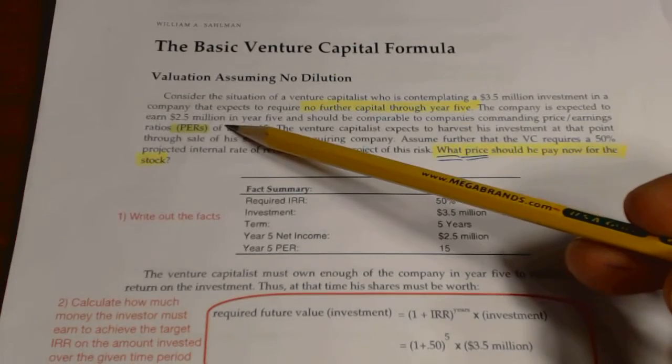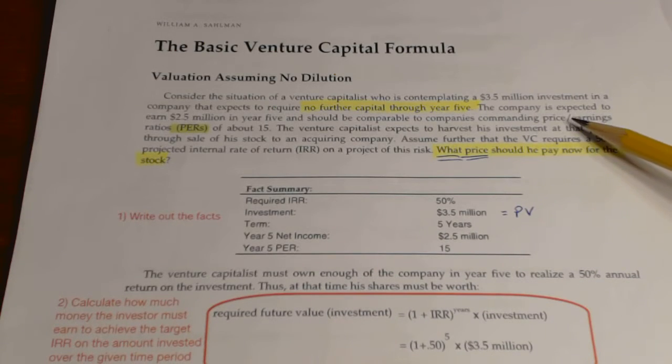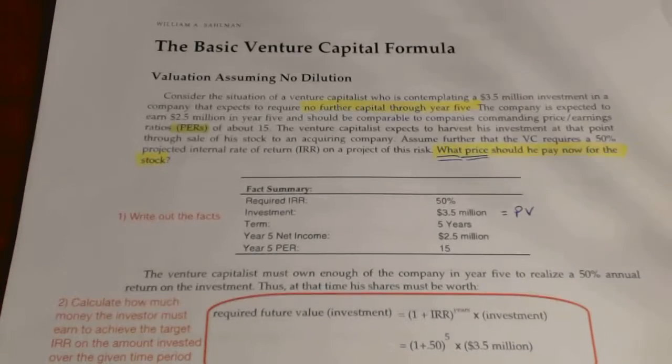Okay, the company is expected to earn $2.5 million in year five and should be comparable to companies commanding a price-earnings ratio, PER, of 15. So remember, the earnings in year five means that's what its profits will be. That's what its earnings are in year five.